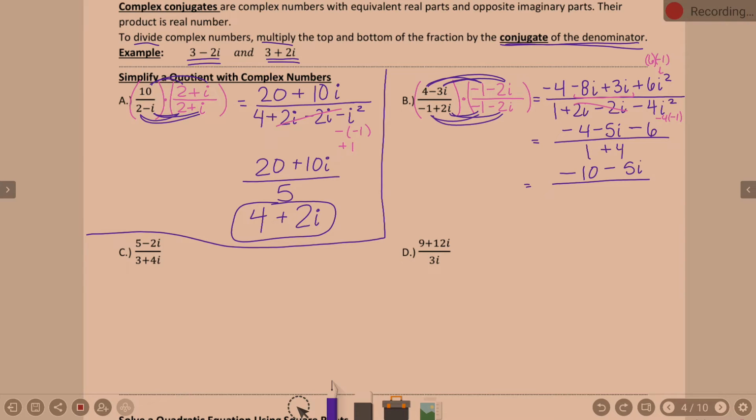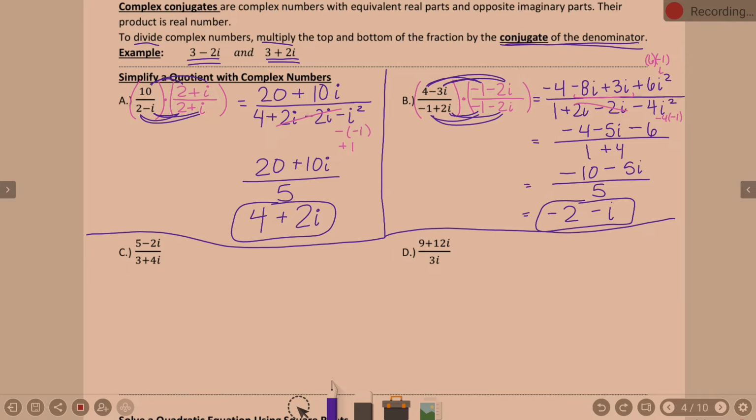Still -5i, all divided by 5. Can I go farther? Yes, you should. You can't always, and I'll demonstrate that in the next one, but we should go farther here. Think of this: 5 is dividing into both pieces, right? -10 divided by 5 is -2. -5i divided by 5 is -i. So the final answer is -2 minus i.